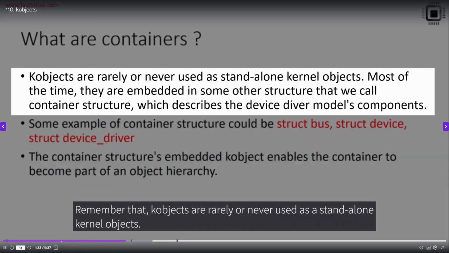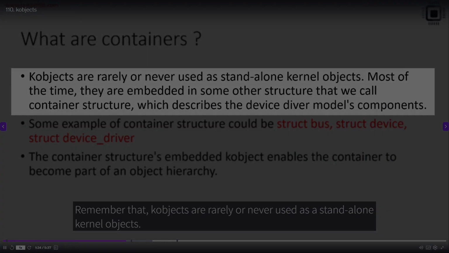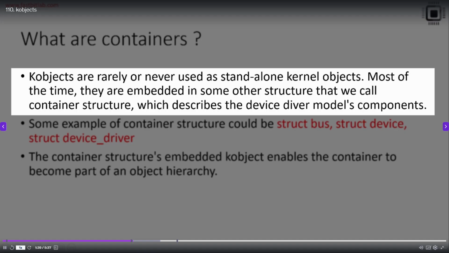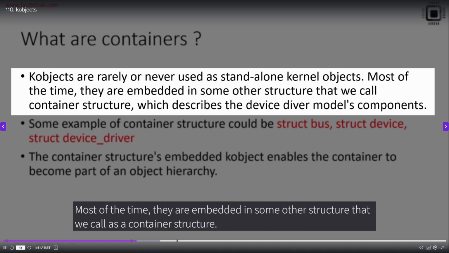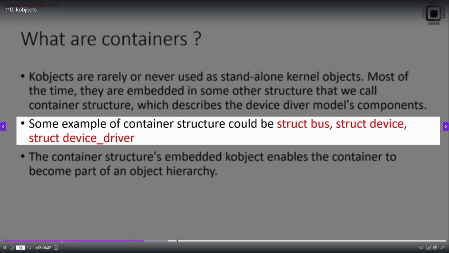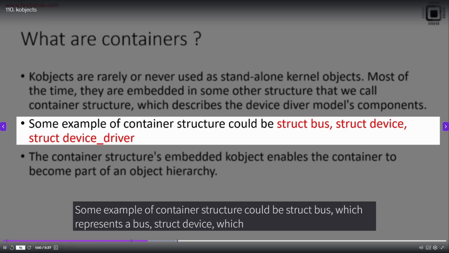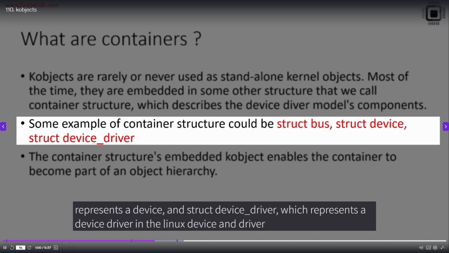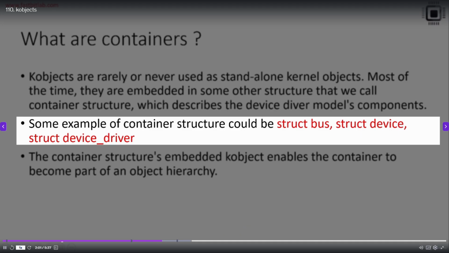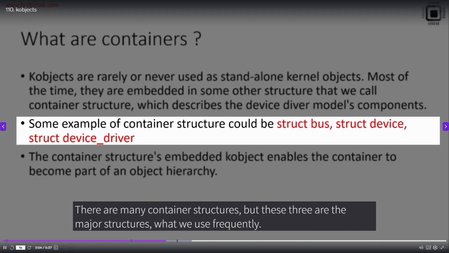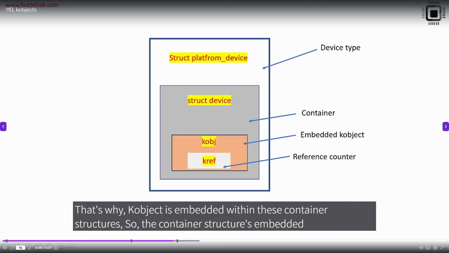Remember that K-objects are rarely or never used as a standalone kernel object. Most of the time, they are embedded in some other structure that we call a container structure. Some examples of container structures could be struct bus, which represents a bus, struct device, which represents a device, and struct device driver, which represents a device driver in the Linux device and driver model. There are many container structures, but these three are the major structures that we use frequently. That's why K-object is embedded within these container structures.